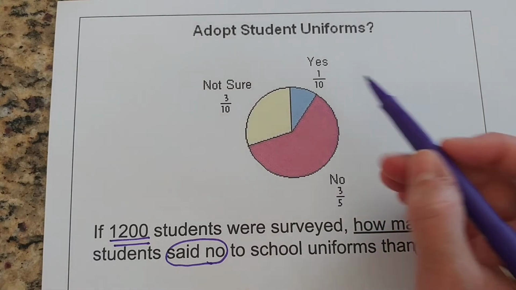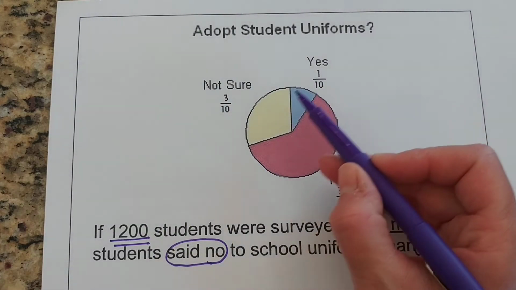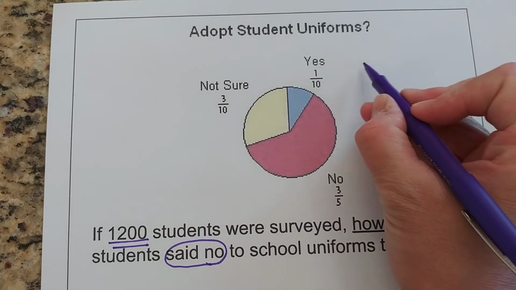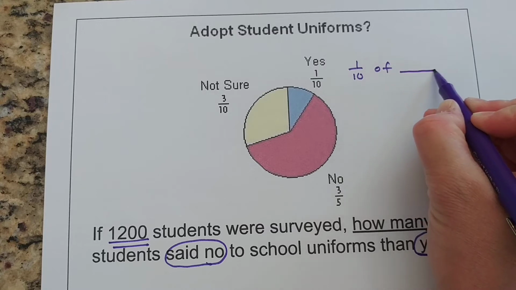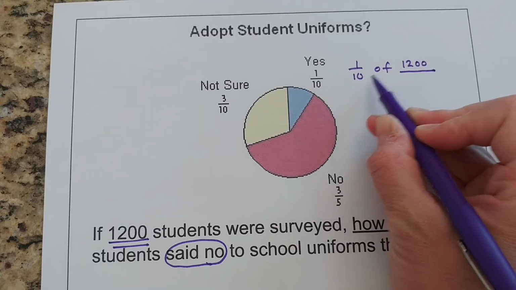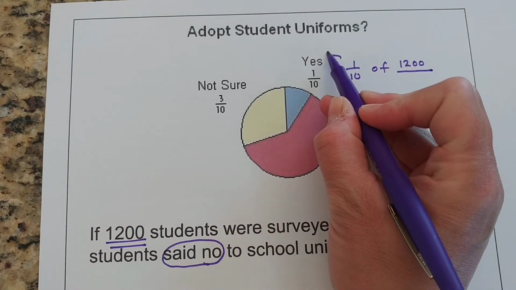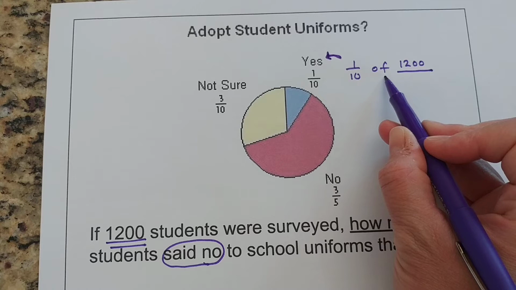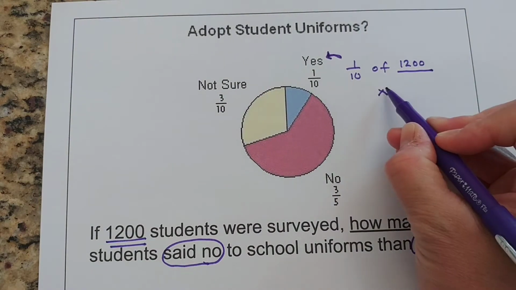And we see here that 1/10 of the students said yes to uniforms. That's 1/10 of all of the students. We know that there's 1,200 students. 1/10 of 1,200 students said yes. Well, you remember what of means, right? Of means multiply. Of means to multiply in math.